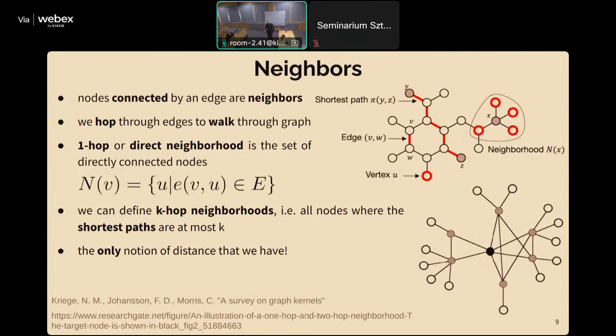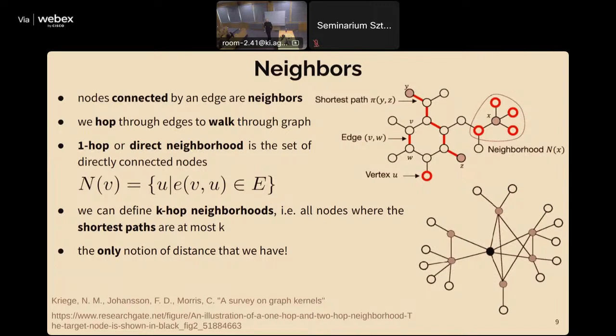And actually we have some notion of distance. To introduce this, we need to talk about neighbors. So nodes connected by an edge are neighbors. You can see here on the right, we have this gray node and its neighbors. Those are the so-called direct neighbors. If two nodes are just connected by an edge, they are direct neighbors. And we can hop through those edges to walk through this graph. So a graph can be thought of as a network of roads, and we just go through those edges, which are basically roads, through the graph. So we walk through them or hop through them.